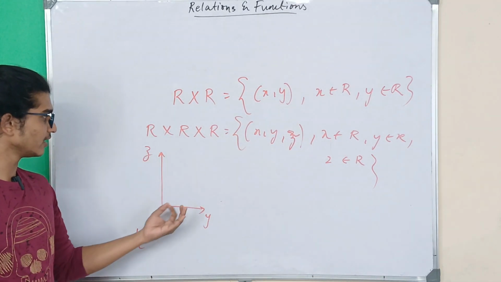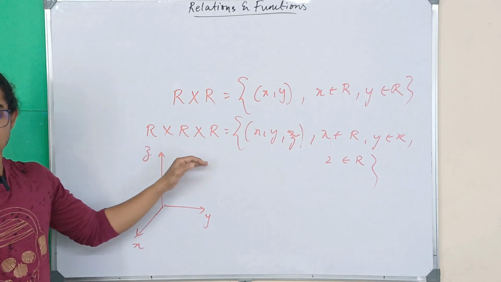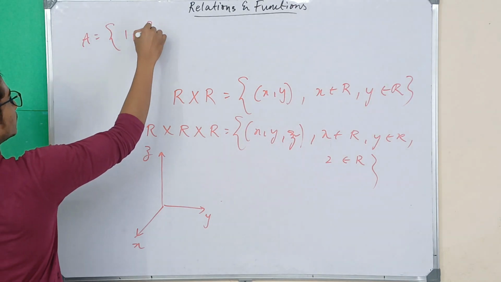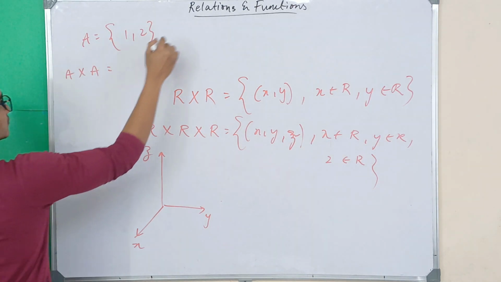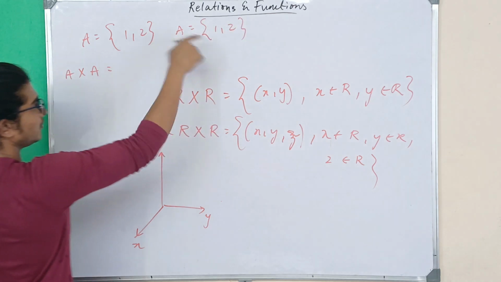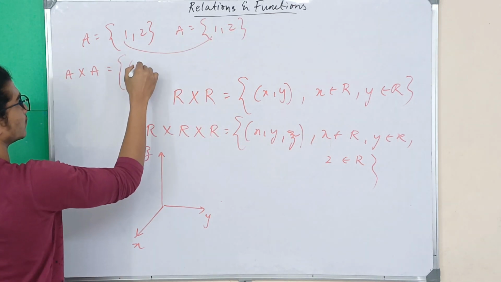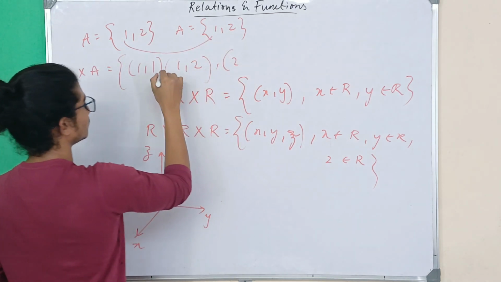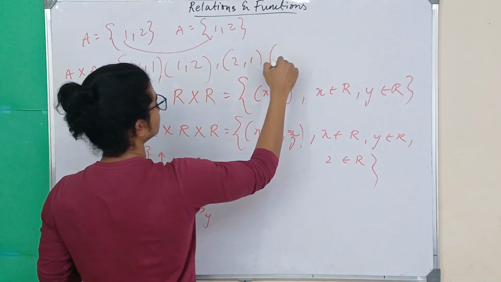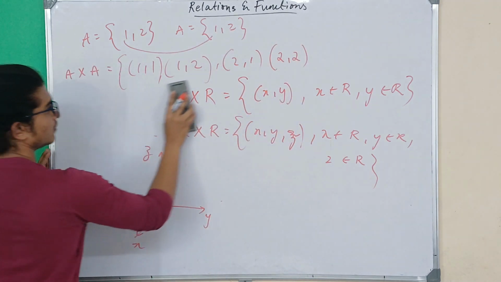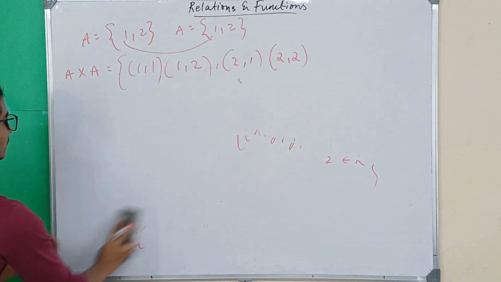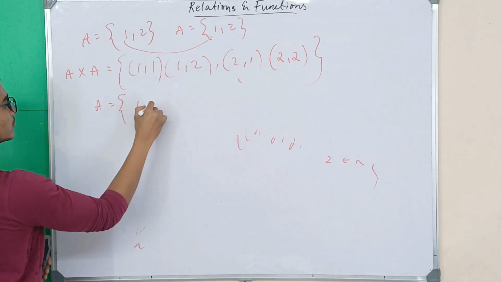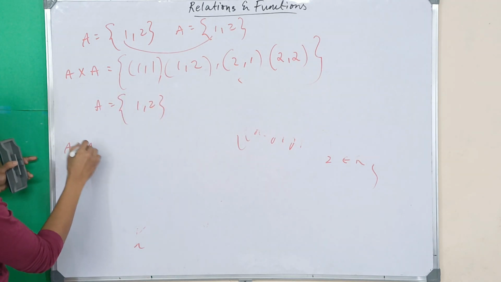Now if you're wondering how we could do a triple Cartesian product, say A equal to {1, 2}. If you do A cross A, you're going to create one more A and multiply with that. So (1, 1), (1, 2), (2, 1), and (2, 2). After doing this, just multiply it with A once again. So take one more A, which is {1, 2}, and multiply this. So A cross A cross A.